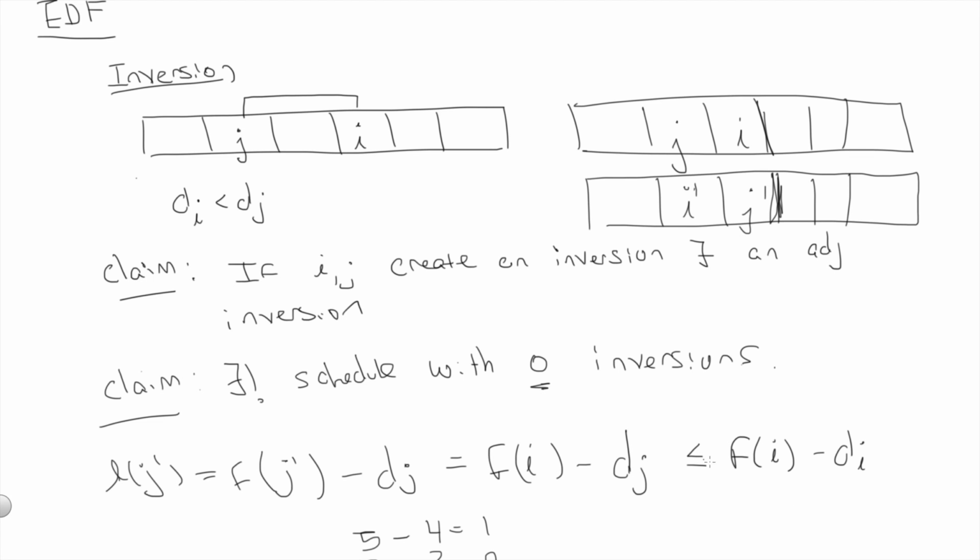But this right here, finished time of I minus deadline of I, well, that is equal to the lateness of I. So we just showed that the lateness of J prime, or really the lateness of J after it's been switched in the inversion, is less than or equal to the lateness of I. So in the worst case, our max lateness has not grown, because before it was I's lateness, and we are less than or equal to I's now, as it was back then. So that's the proof.